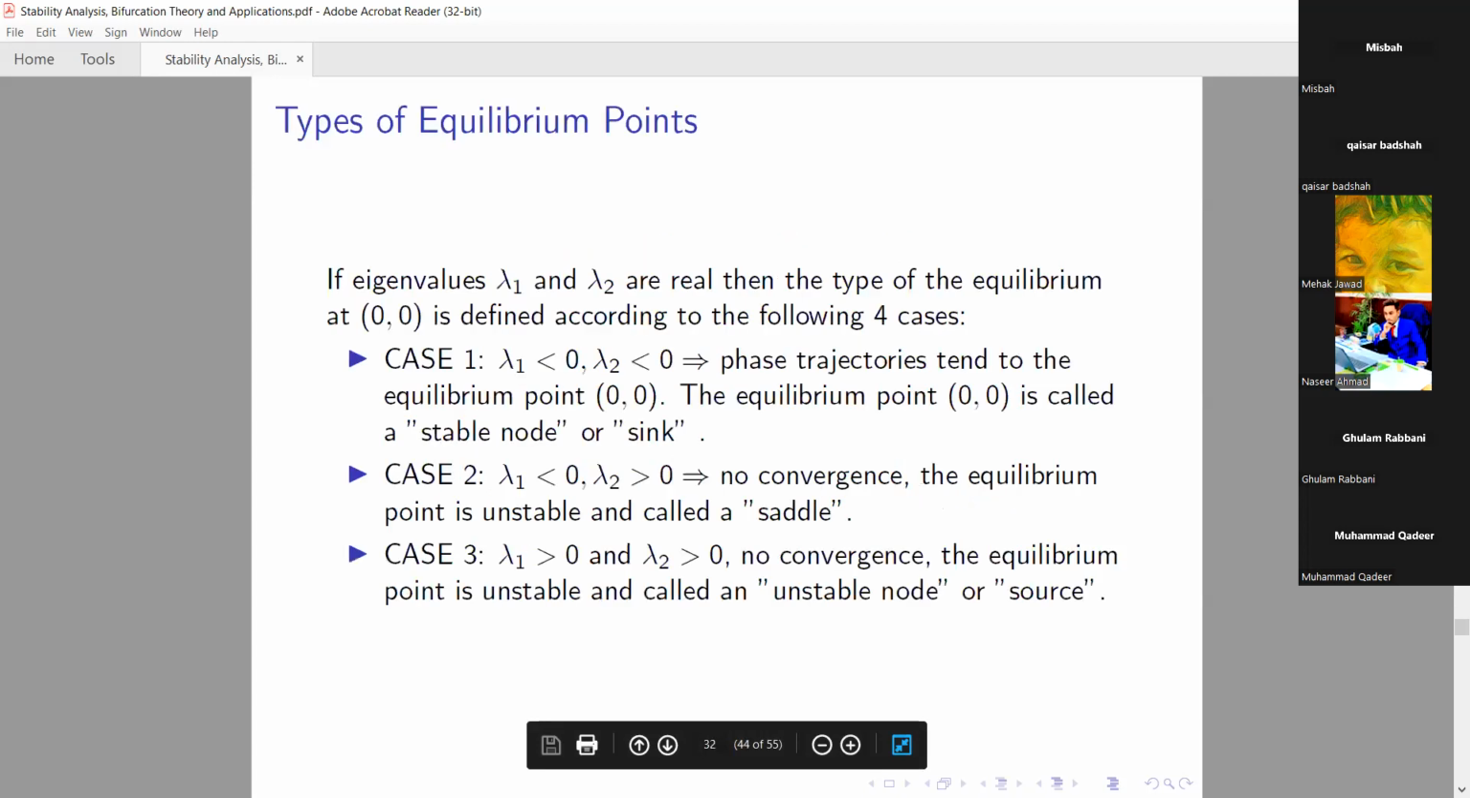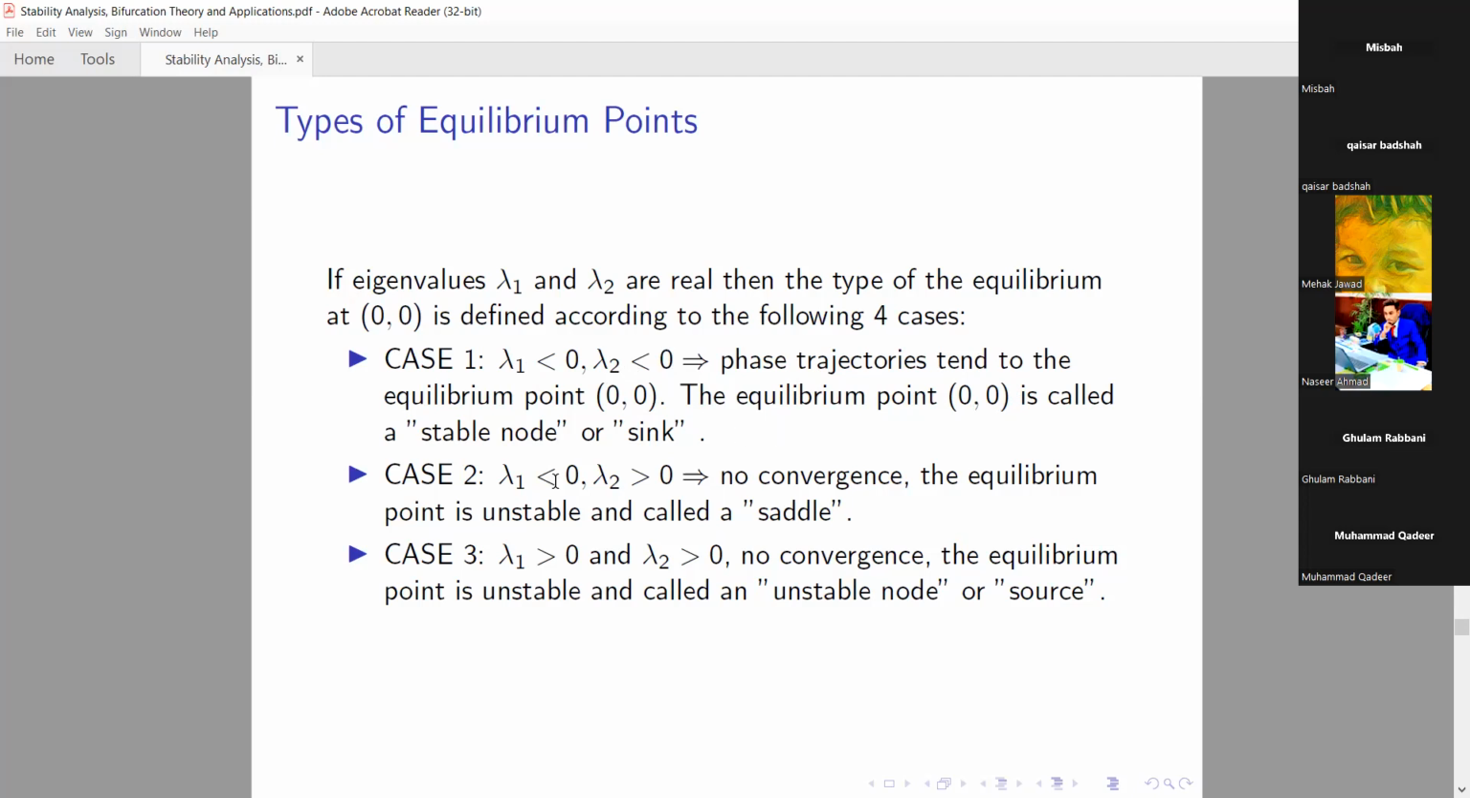There are many types of equilibrium points for eigenvalues lambda 1 and lambda 2. If they are real, then the type of equilibrium (0, 0) can be defined according to the following four cases. Case 1: lambda 1 and lambda 2 are both less than 0. Phase trajectories tend to the equilibrium point (0, 0), and this is called a stable node or a sink.